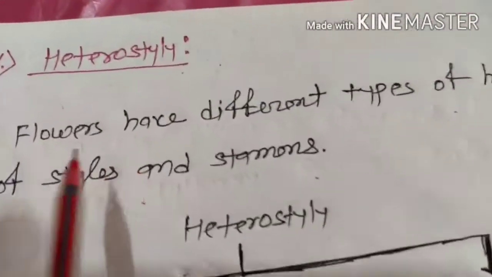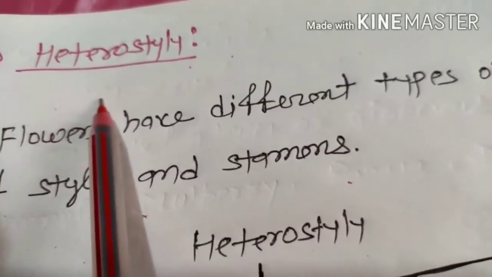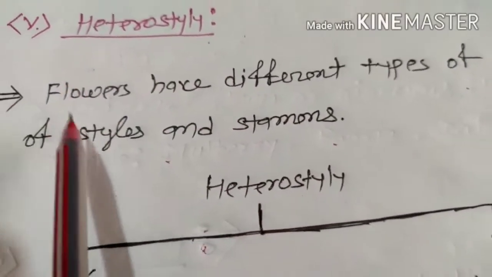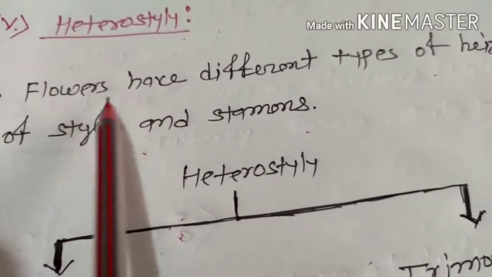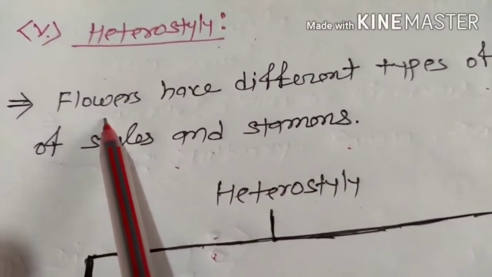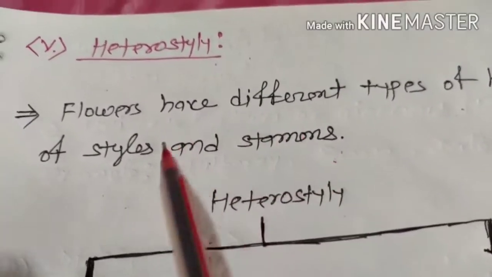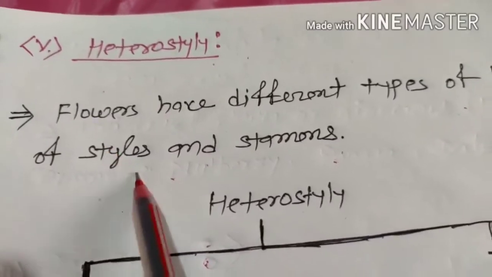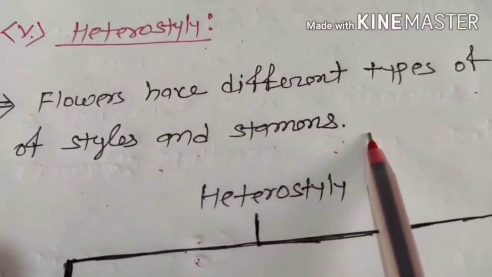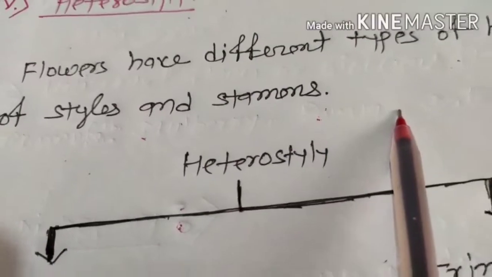And the fifth device is heterostyle. Heterostyle is made up of two words, hetero and style. Hetero means different types, so it indicates different types of style on the basis of their height. So we can say that flowers have different heights of style and stamen. Styles are part of the flower, and stamens are also part of the flower. Style represents the female reproductive part of the flower and stamen represents the male reproductive part of the flower.